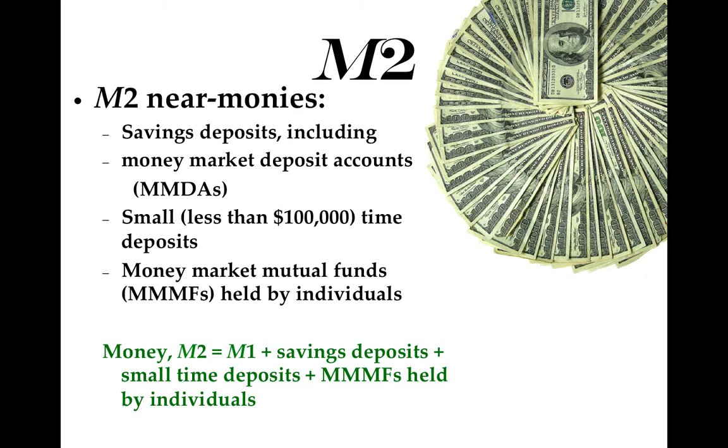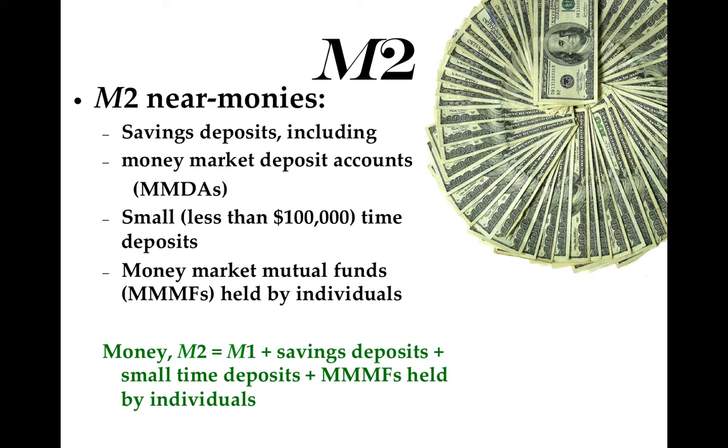These are some of the common near monies that are included in M2. And what I mean by near monies is these are things that are not money by the M1 definition, but they still can be used to purchase goods and services. We might just have to transfer them into M1 in order to then spend them.